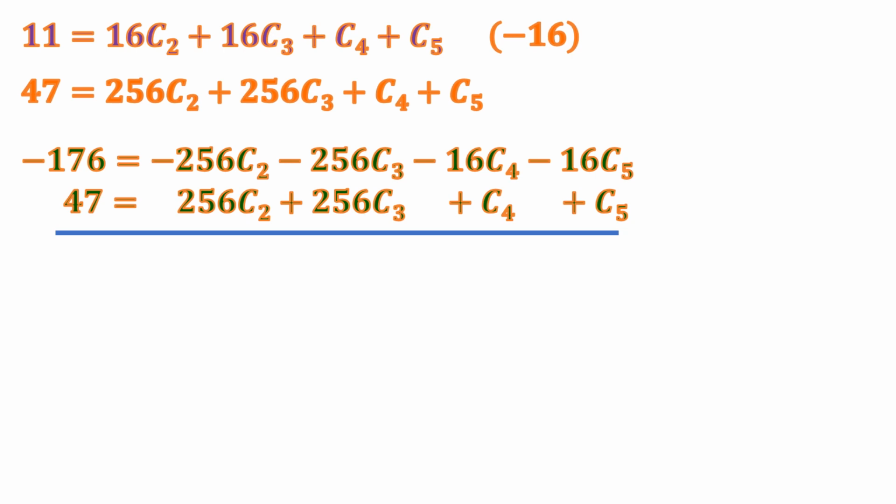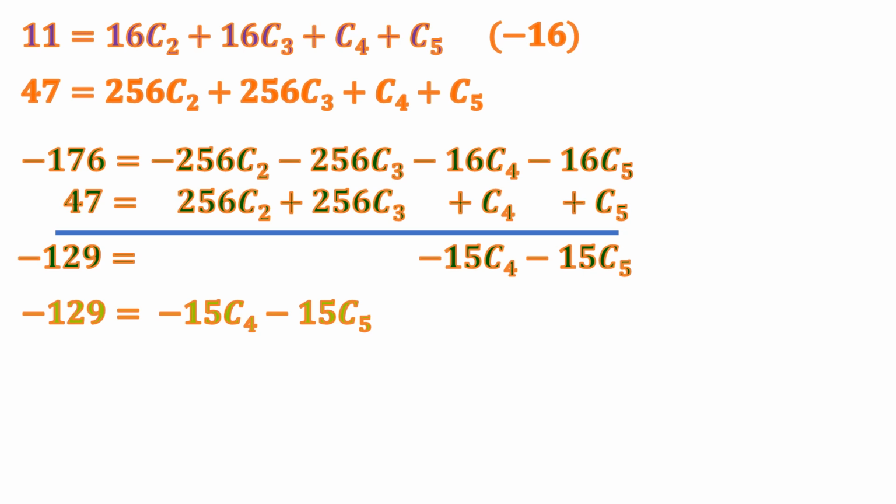So negative 176 plus 47 is negative 129. Negative 16 plus 1 is negative 15 for both C4 and C5. But for C2 and C3, since it's exactly the same number with opposite signs, it will be 0. So it is like this: negative 129 equals negative 15C4 minus 15C5.